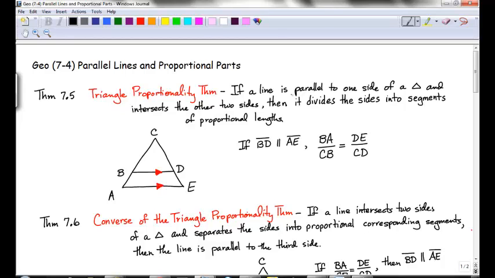Okay, so look at our picture. If these lines are parallel, you can tell that by the arrows. Remember, this line is parallel to this line. Then BA is to CB as DE is to CD. Okay, they are proportional to each other. Once you've got your proportion, then you can cross multiply.